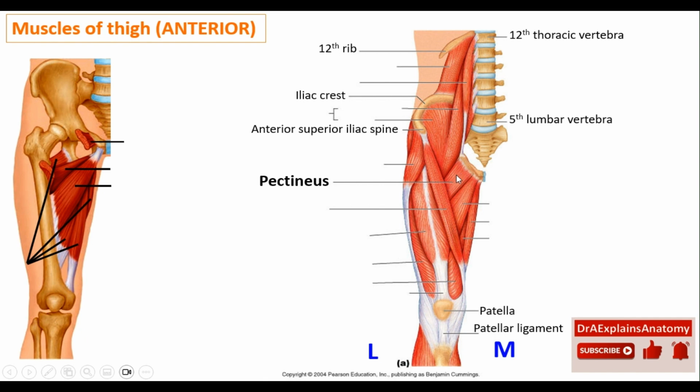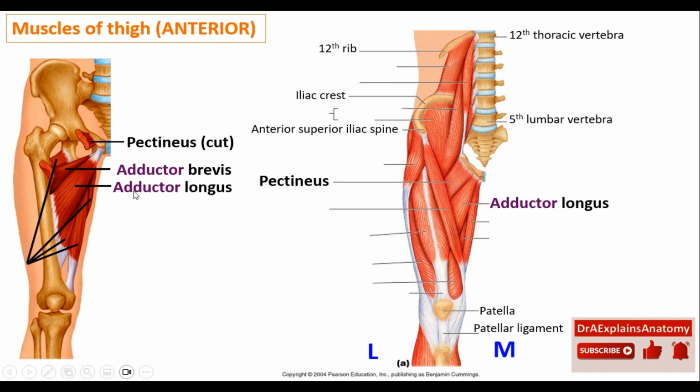Moving medially, this muscle is the pectineus muscle. We can see part of the pectineus muscle right here. Notice how it is attached to the pubic region of the hip bone. Next, we have the adductor longus muscle. Adductor longus muscle, it helps us adduct the lower extremity. When you move something toward the midline, this is adduction. Abduction, when you move the limb away from the midline. That is the adductor longus muscle right here.